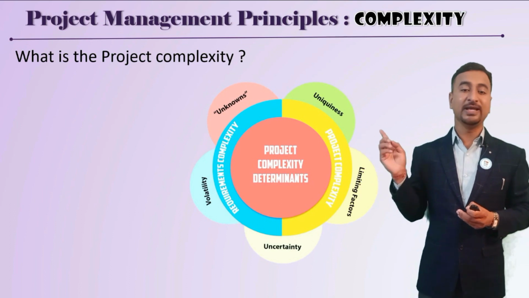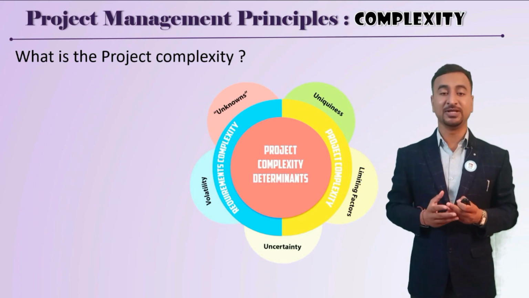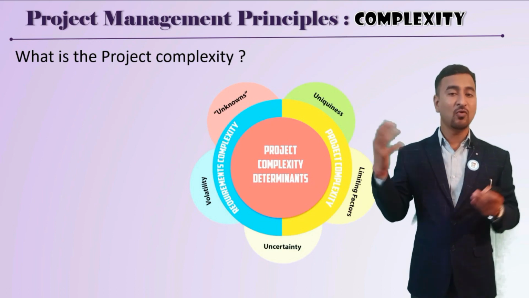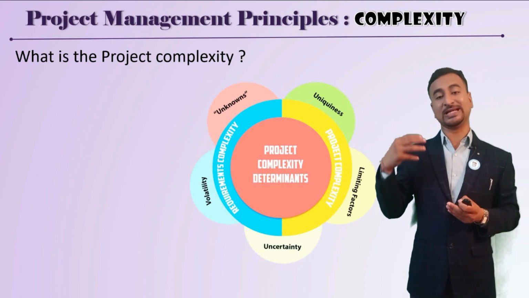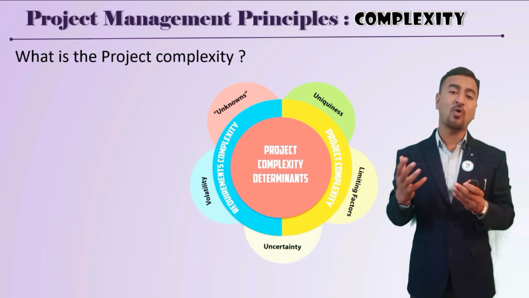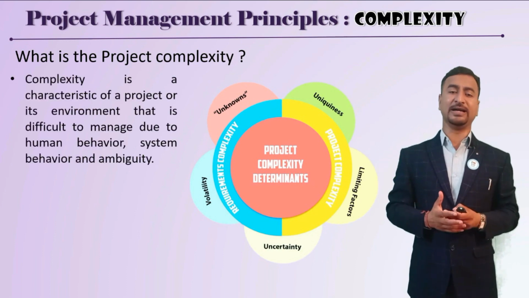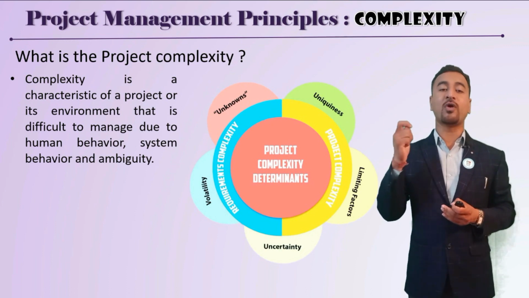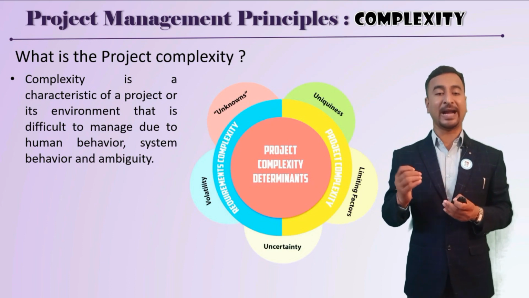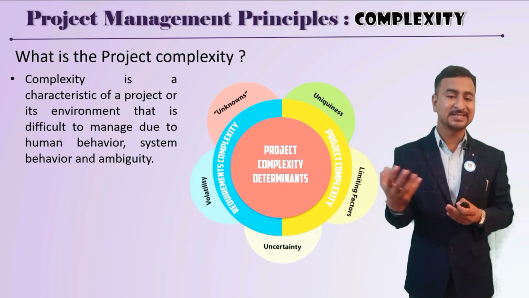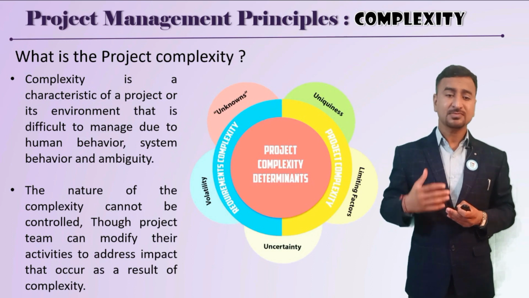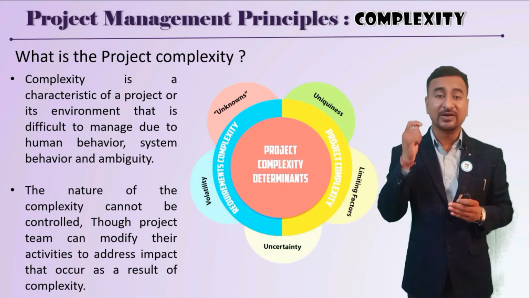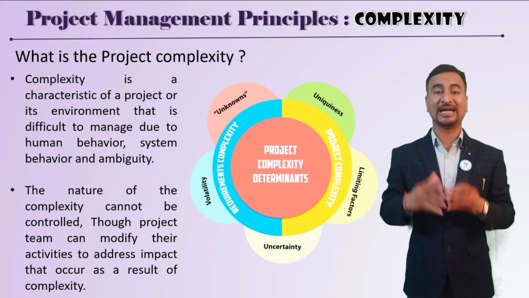As you see over here, there are many factors contributing to the complexity, like uncertainty, volatility, unknowns, and uniqueness of the project, and there are limiting constraints that all contribute, and many more. A few are indicated over here. So complexity is the characteristic of a project or its environment that is difficult to manage due to human behavior, system behavior, and ambiguity. The nature of the complexity cannot be controlled, so you need to understand that, because that is a limitation.